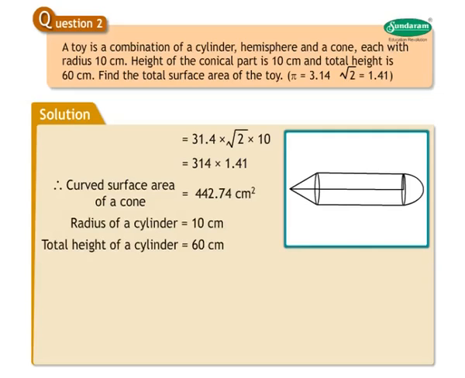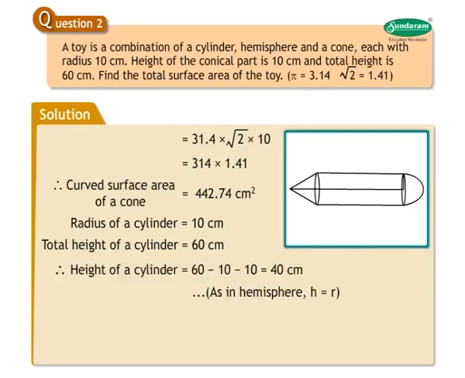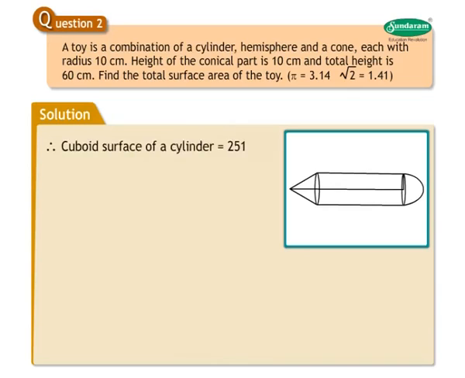Radius of cylinder is equal to 10 centimeters. Total height of cylinder is equal to 60 centimeters. Therefore, height of the cylinder is equal to 60 minus 10 is equal to 40 centimeters, as in hemisphere, height is equal to radius. Curved surface area of a cylinder is equal to 2 pi r h. By substituting the values, we get 2 into 3.14 into 10 into 40. Therefore, curved surface area of a cylinder is equal to 2512 centimeters square.